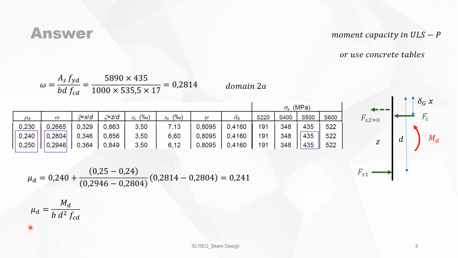The definition of the reduced bending moment, from this we can calculate the design value of the moment capacity of the section. We fill in the different numbers and we got 1175 kilonewton meter. By doing it by hand and not using the table, we found 1173. So you see, this is fine. So it's much easier to use the tables than to write the equation every time.